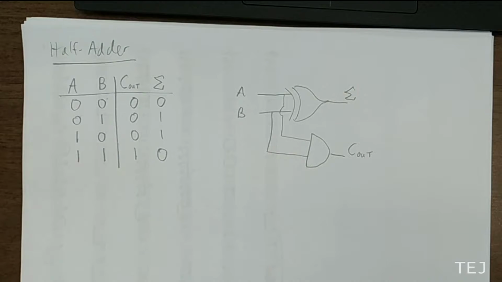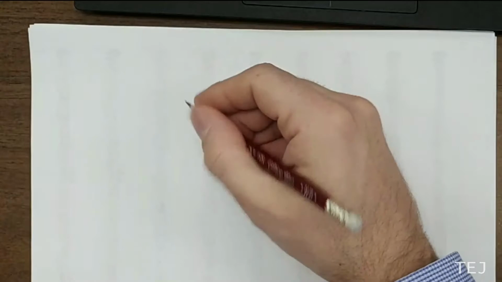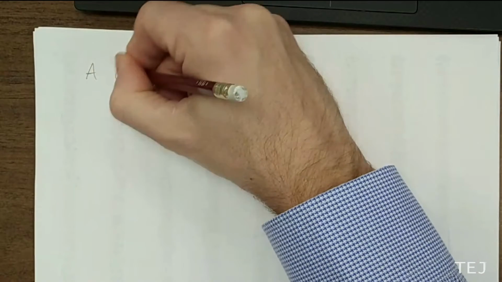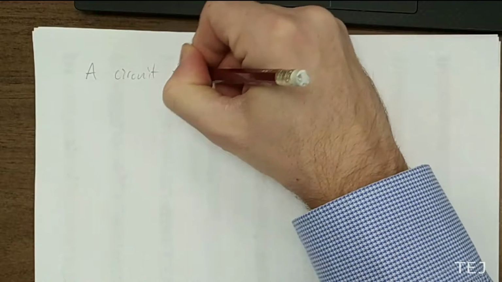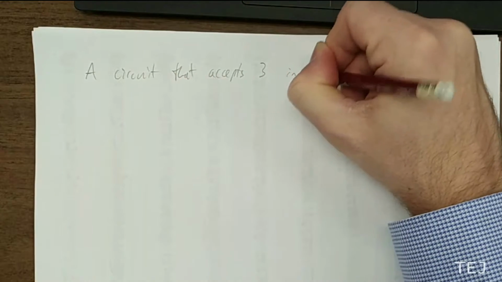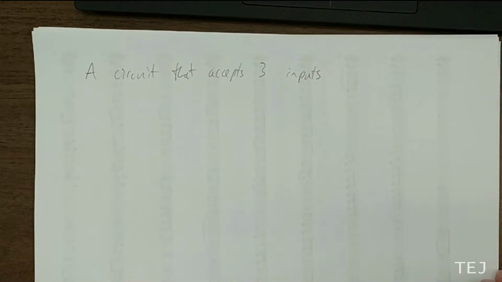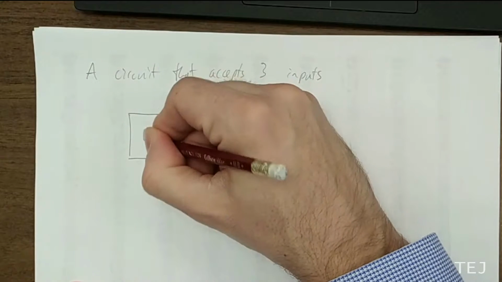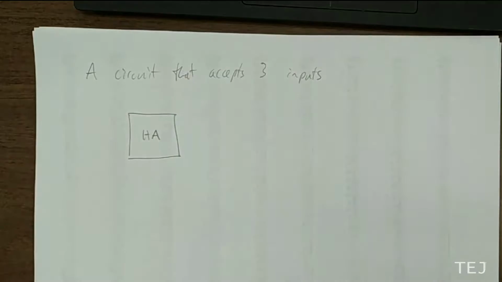So now what we're going to do is take that circuit, build on it, and allow it to accept 3 inputs. So that's the half adder. I'm going to take that away, so let's make a circuit that accepts 3 inputs. We're going to just represent the half adder with this box, and we're going to say HA. So that's the half adder.